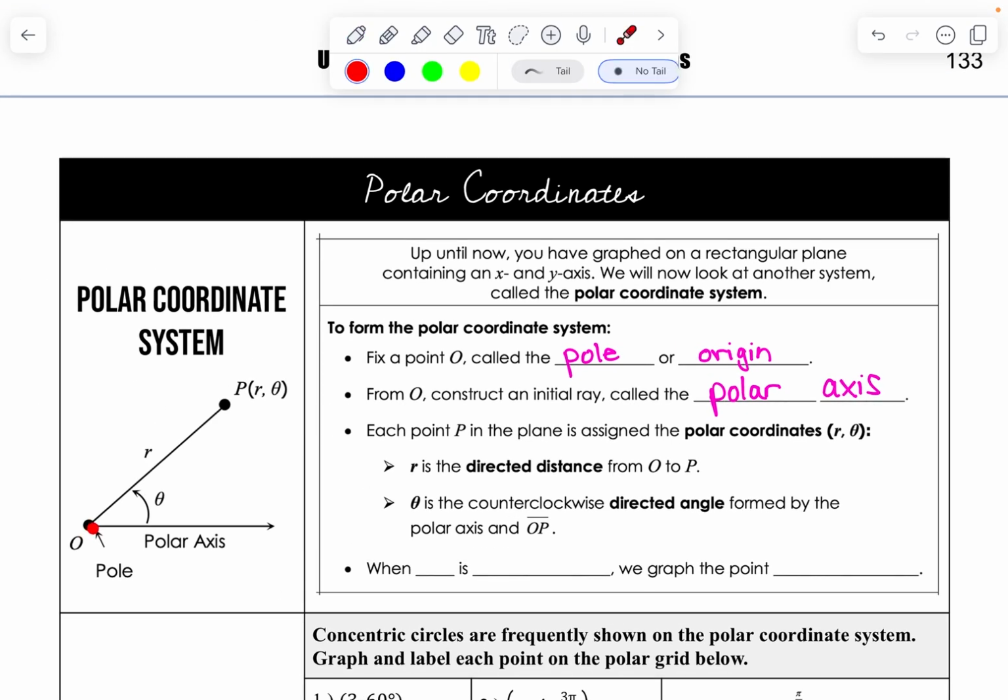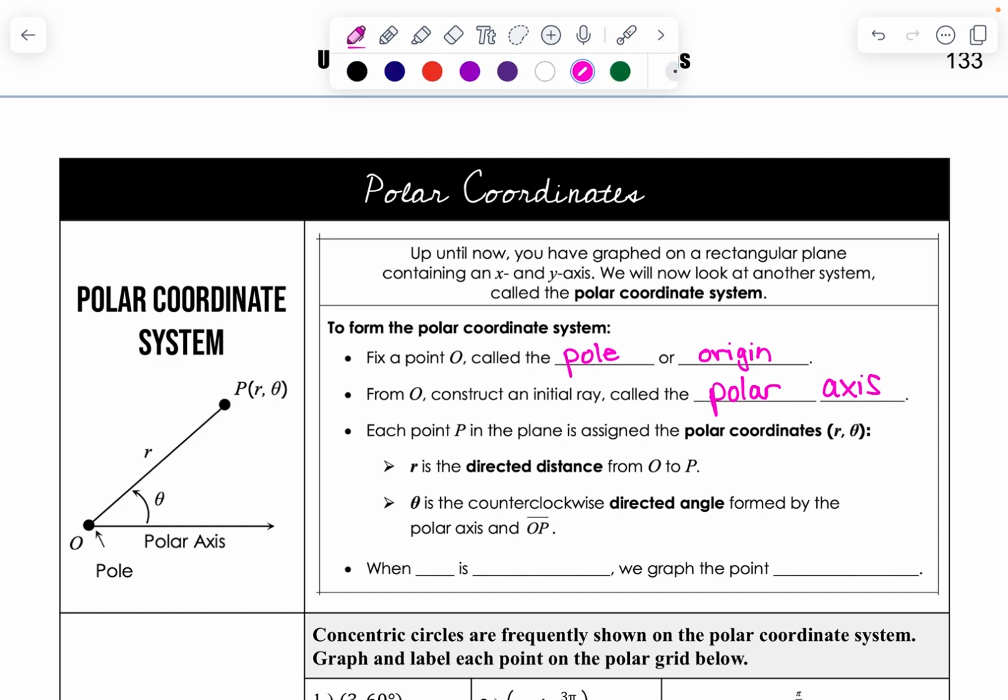So here's O, the pole or the origin. Here's our polar axis, and then each point P in the plane is assigned a polar coordinate (r, theta). So r is the directed distance from O to P, and theta is the counterclockwise directed angle formed by the polar axis and the segment OP.